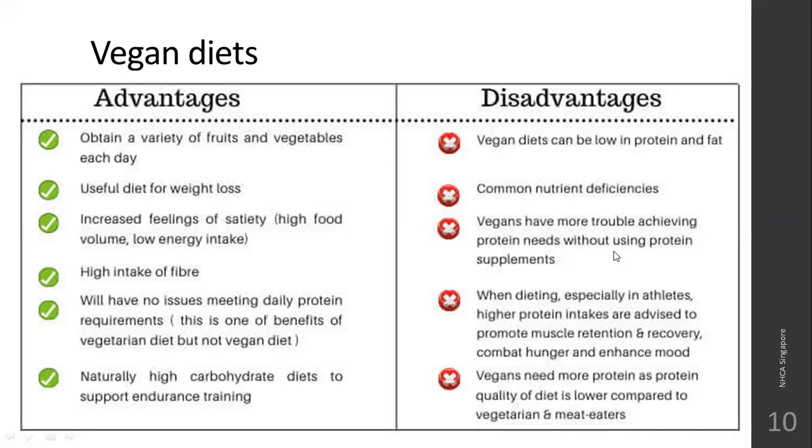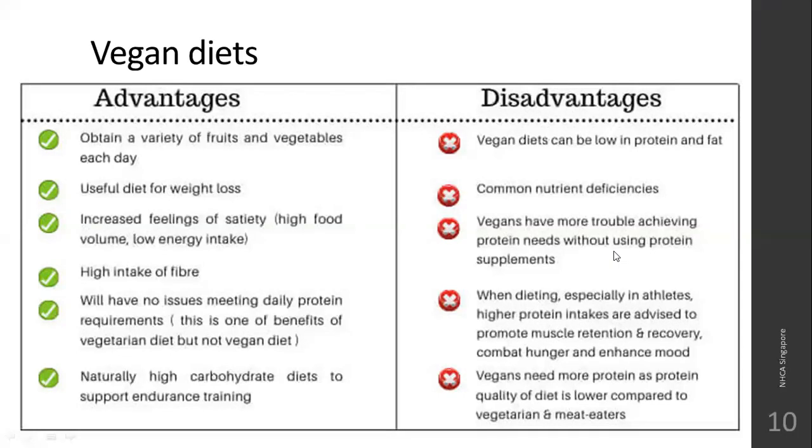Disadvantages: low in protein and fat. A lot of nutritional deficiencies are seen. Vegans have more trouble achieving the protein requirements without using protein supplements. They have to use some form of supplements. Plant-based protein supplements have to be used here.